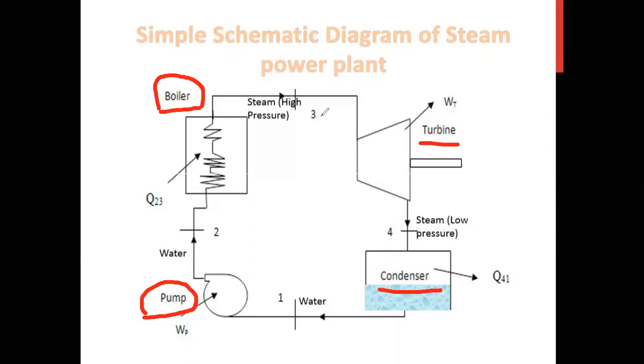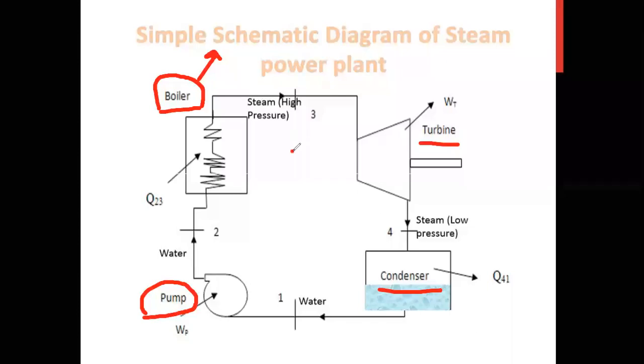Steam is the gaseous state of water. To make steam we need a boiler. In the boiler we take water and we give heat, and after that we make steam from the water. So basically the boiler produces steam. Remember, this steam has a very high temperature.